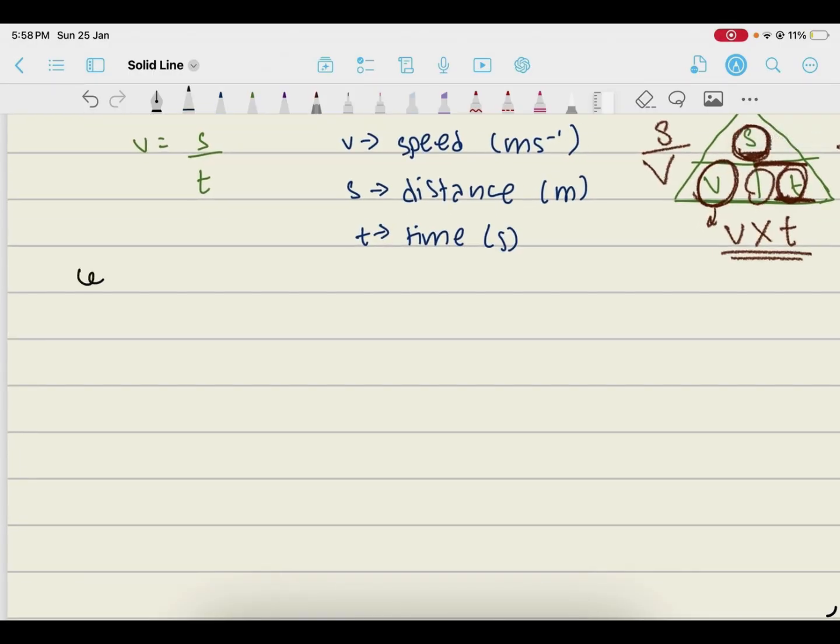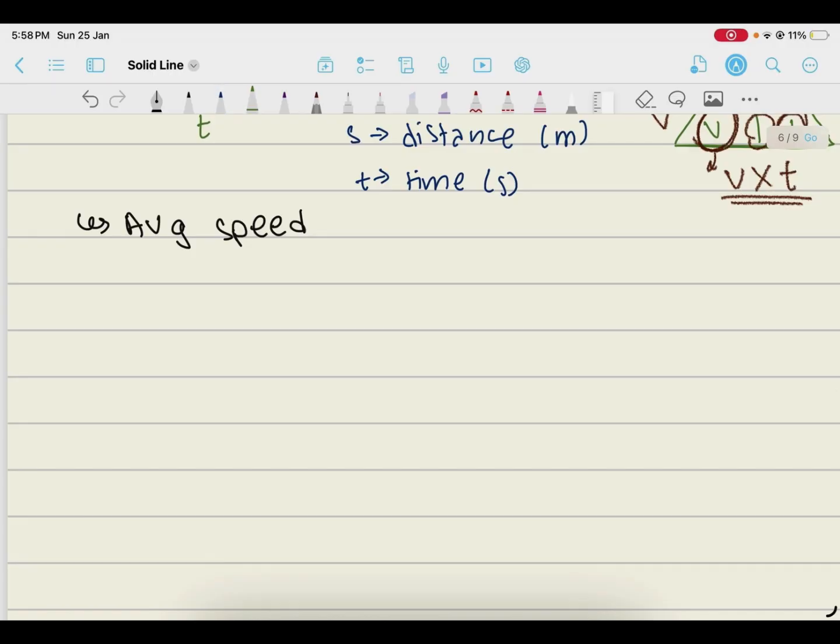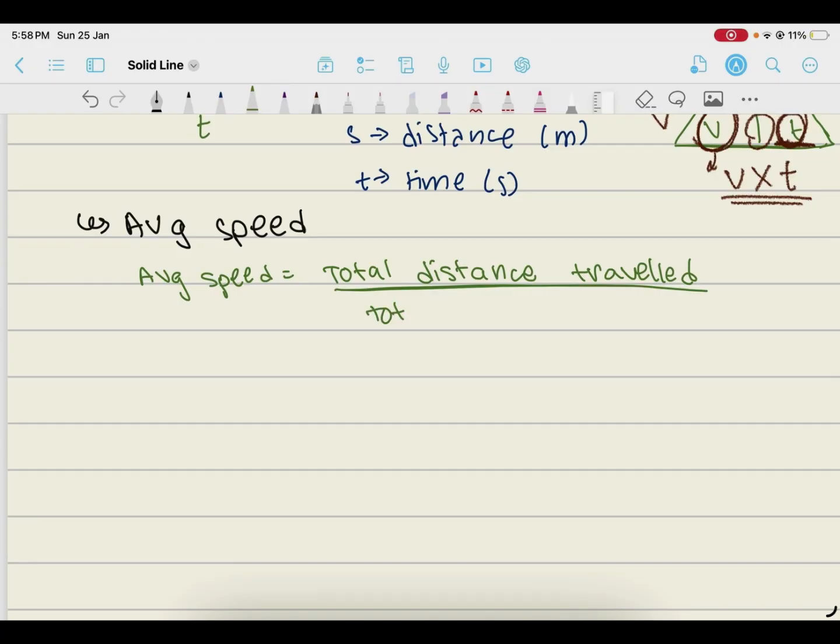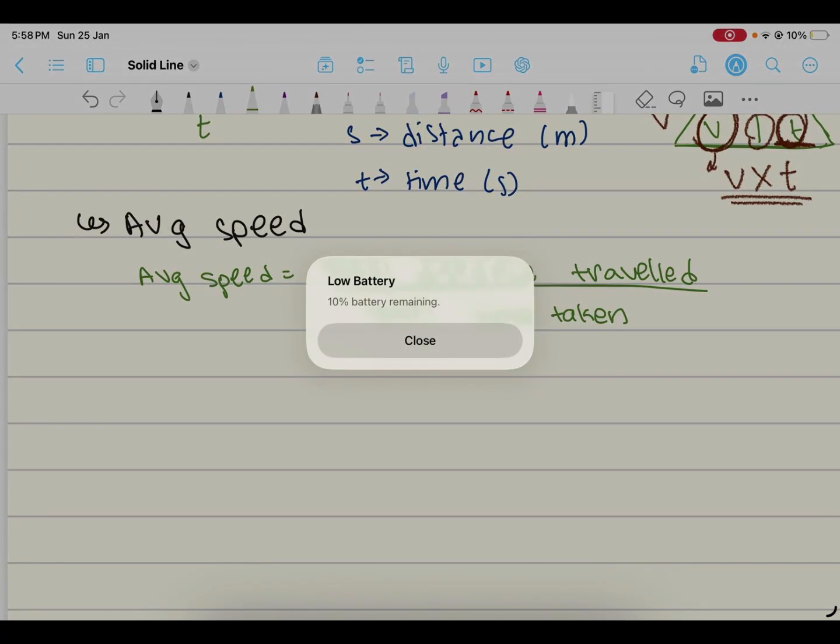Next, average speed. Average speed is the total distance covered by an object per unit total time taken. And its formula will be total distance traveled divided by total time taken. That will be your average speed.